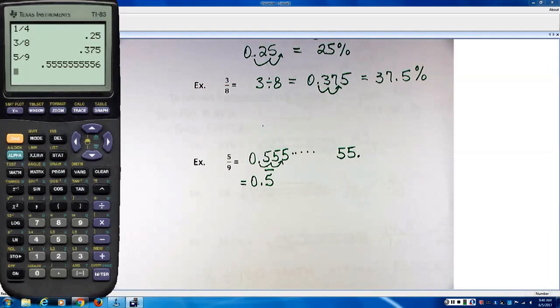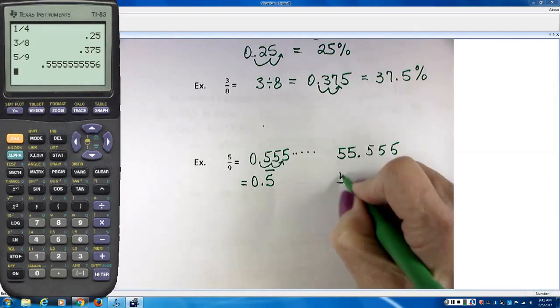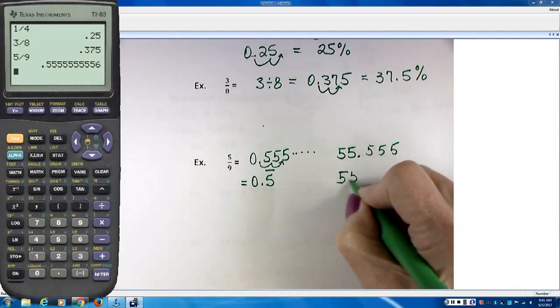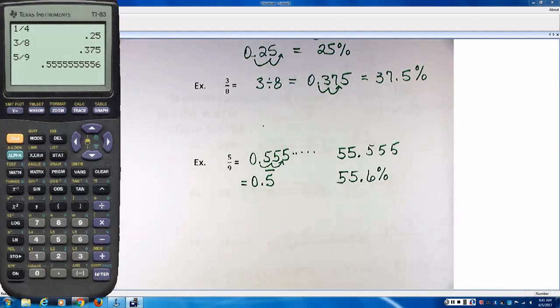The rounding rule for decimals is if it's 0.5 or higher, you go up to the next number, which would be 6. If it's less than 0.5, 0.1, 0.2, 0.3, 0.4, you just leave that number. But since ours is 5, going 55.555, our answer is going to be 55.6%, and that's rounded to the nearest tenth of a percent. So that's how you round off, okay?